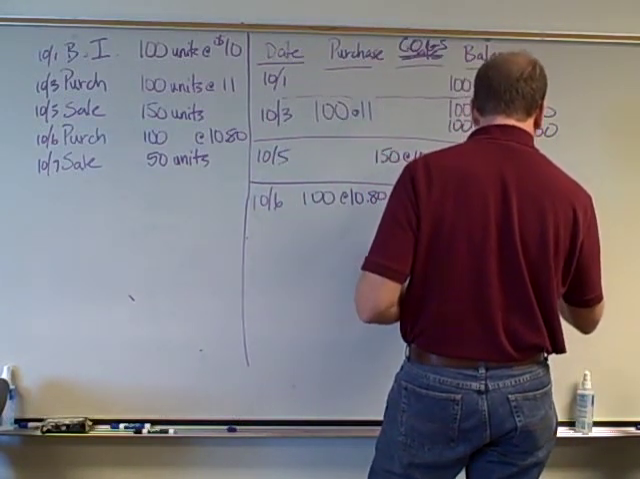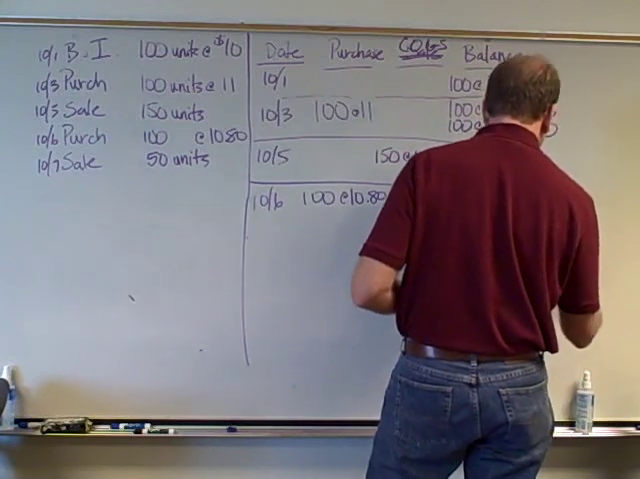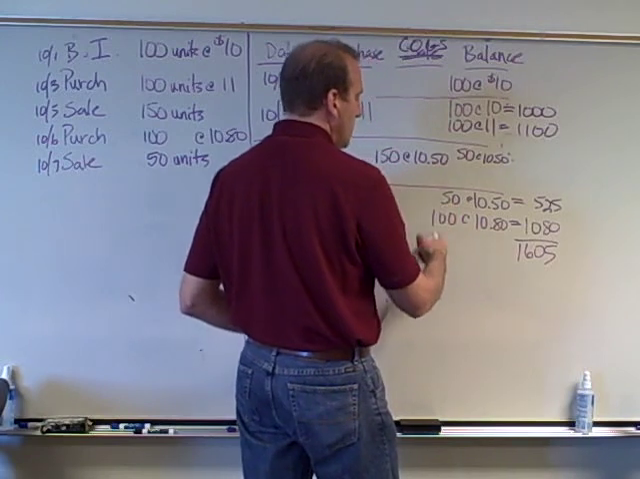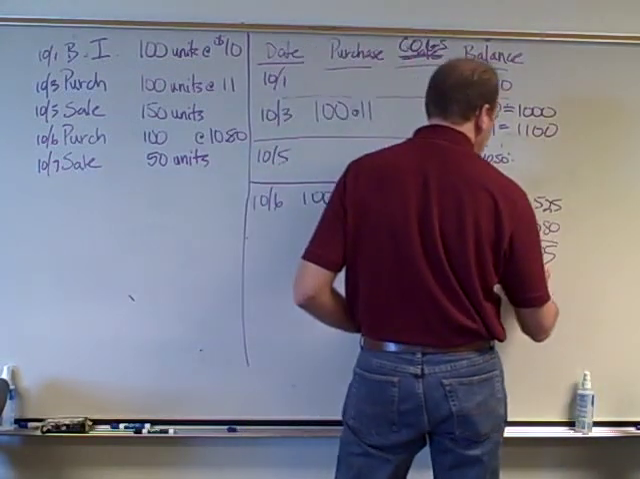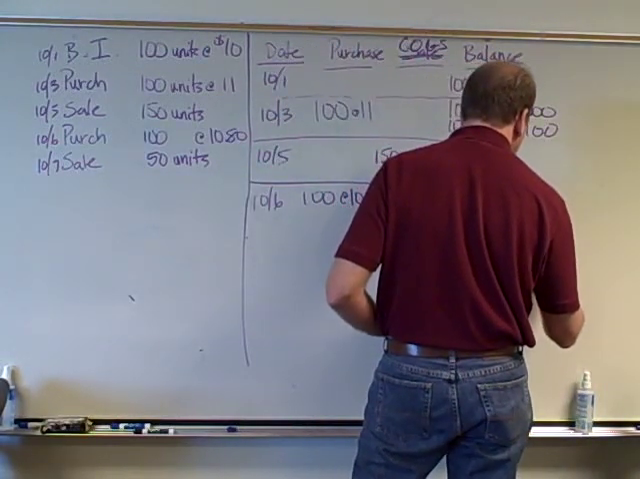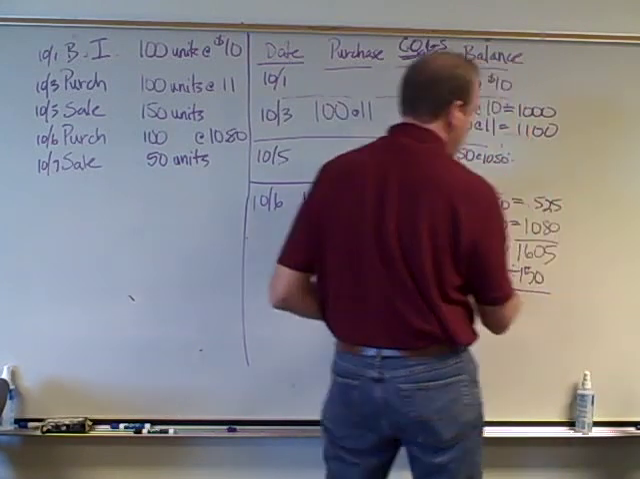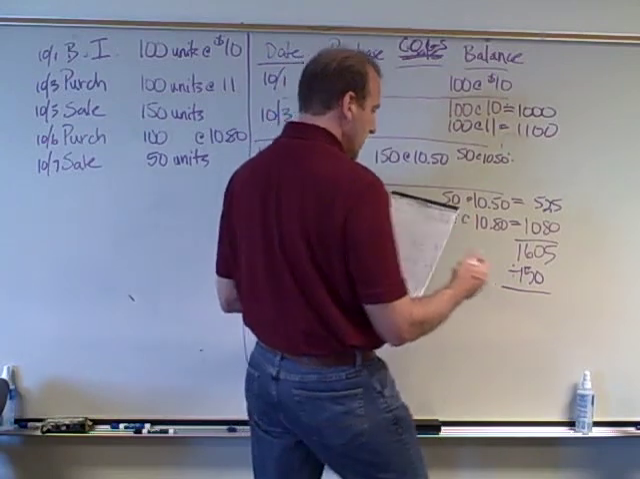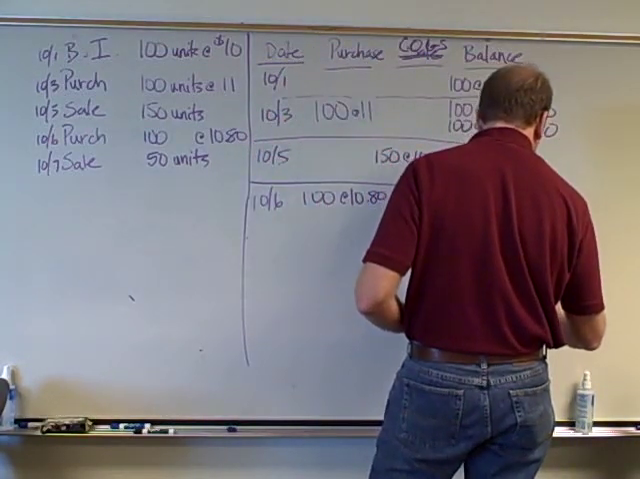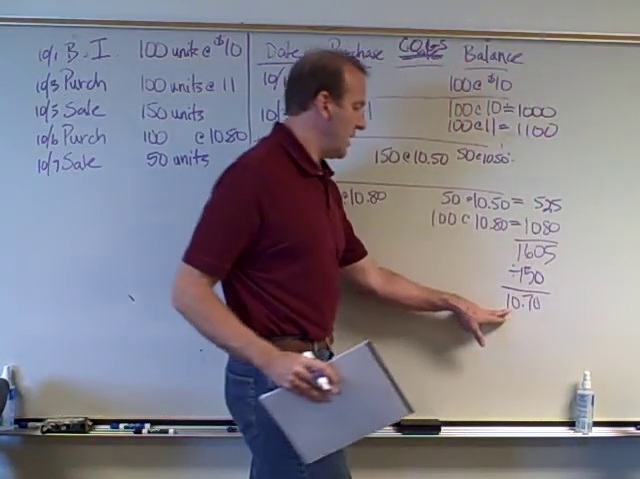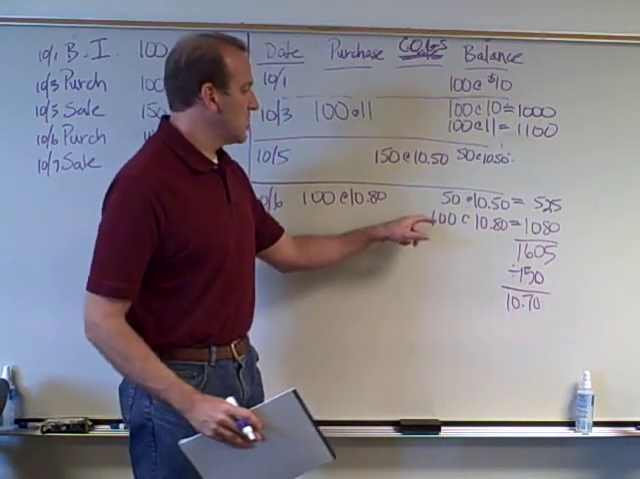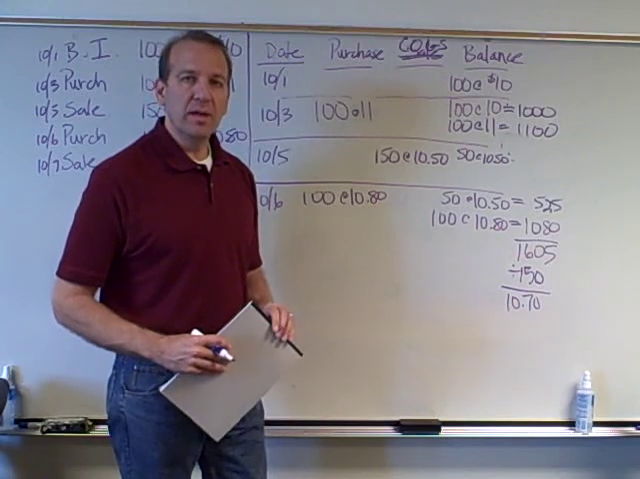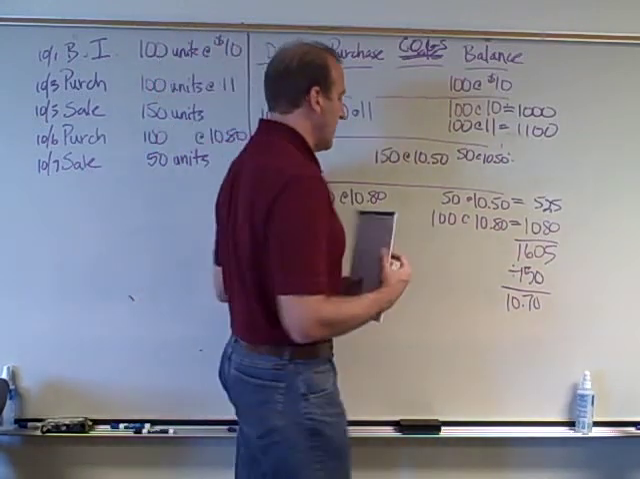So this gets us $1,605. We're going to divide that by the number of units, and in this case it's 150 units. So $1,605 divided by the 150 units gives us a new cost per unit of $10.70. So we're going to be valuing each one of these 150 units at $10.70.